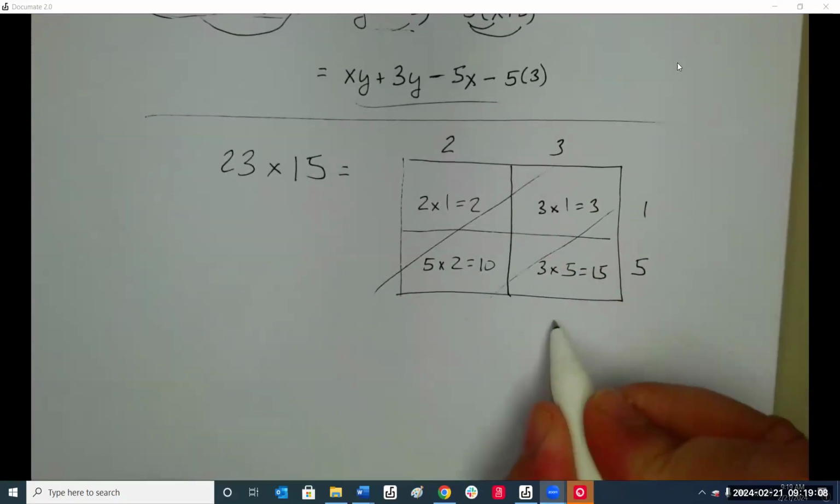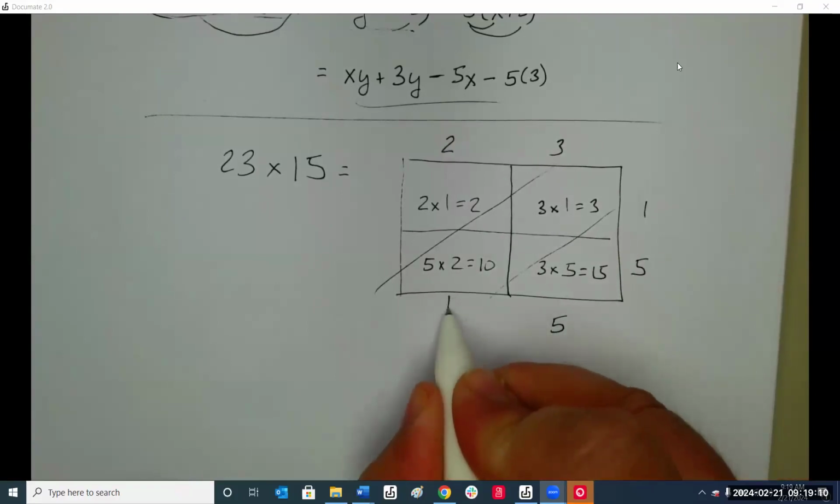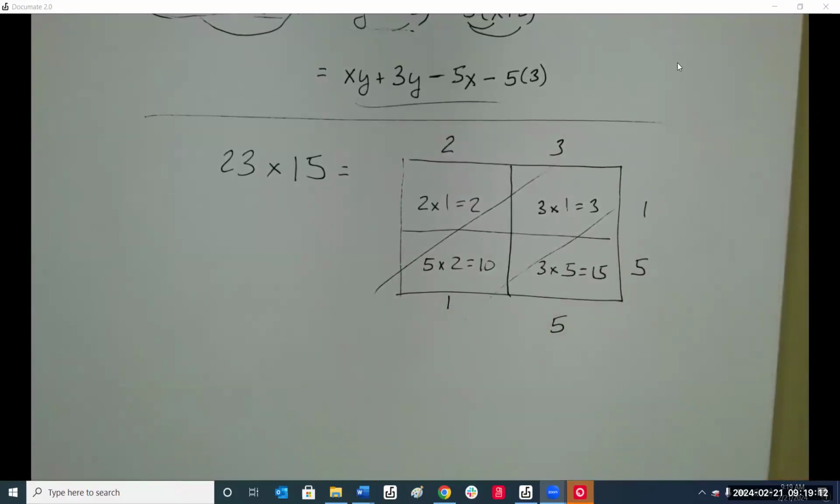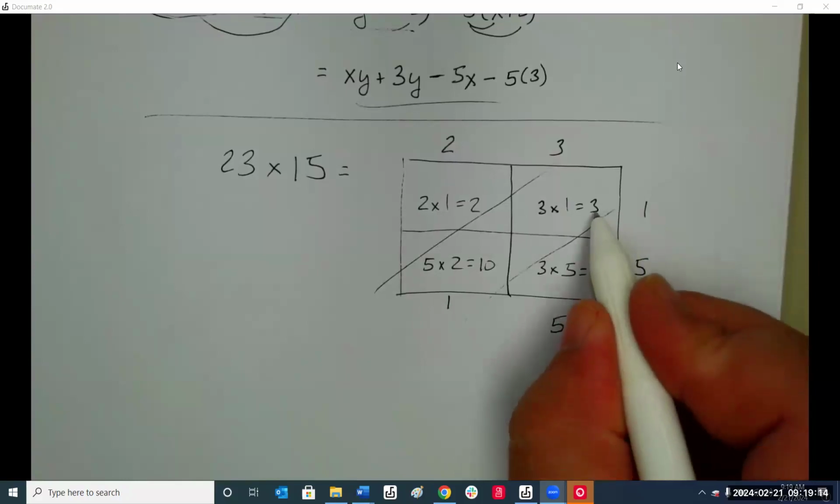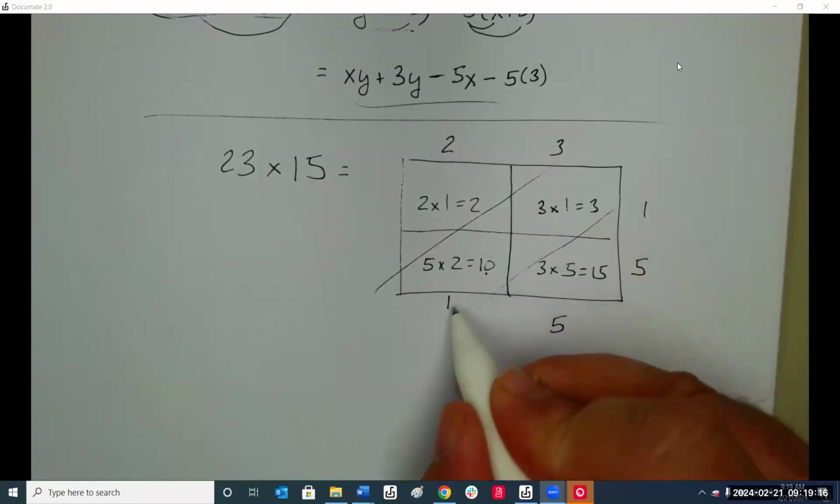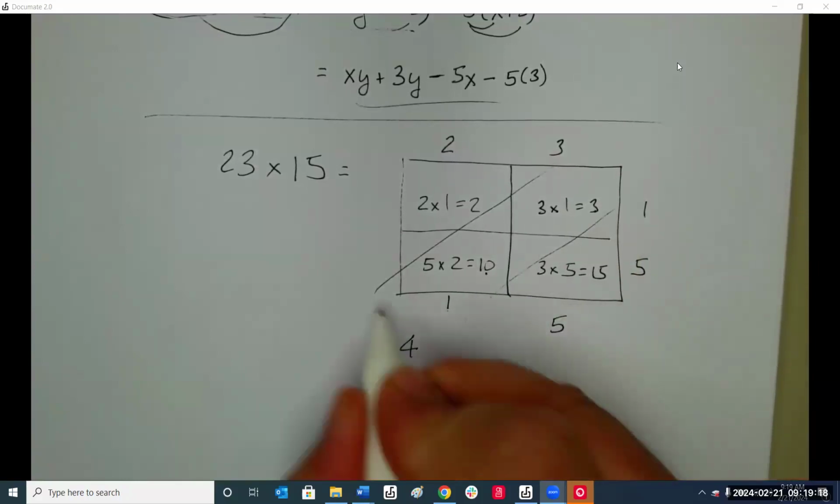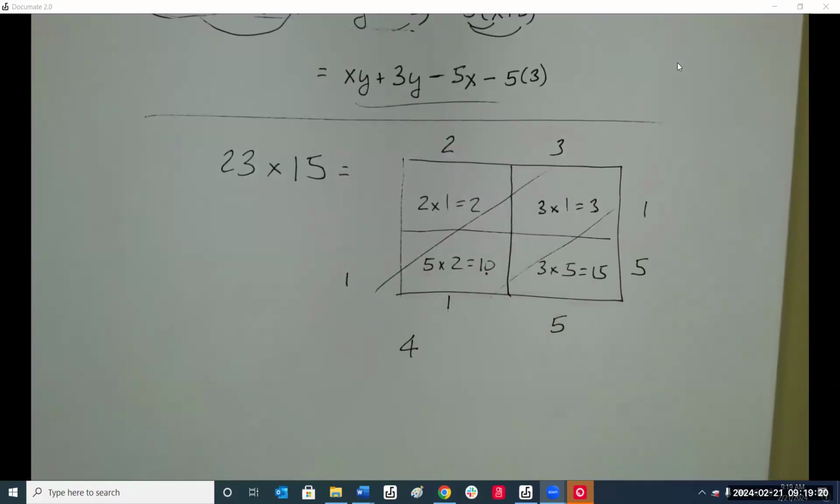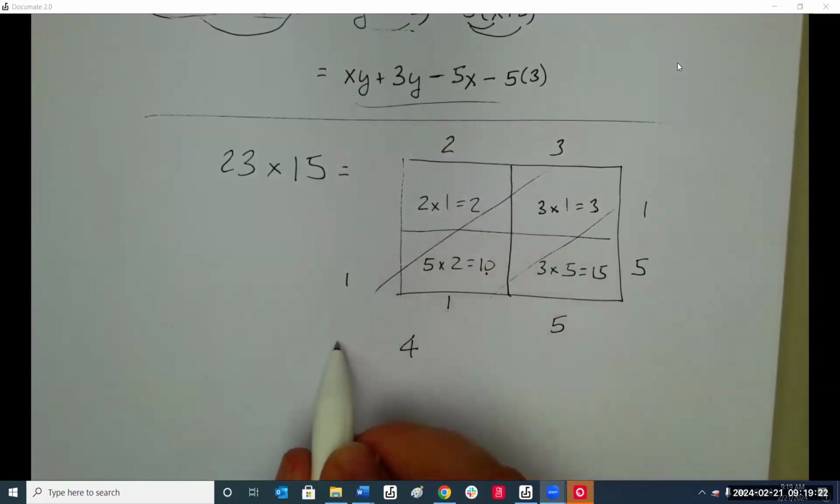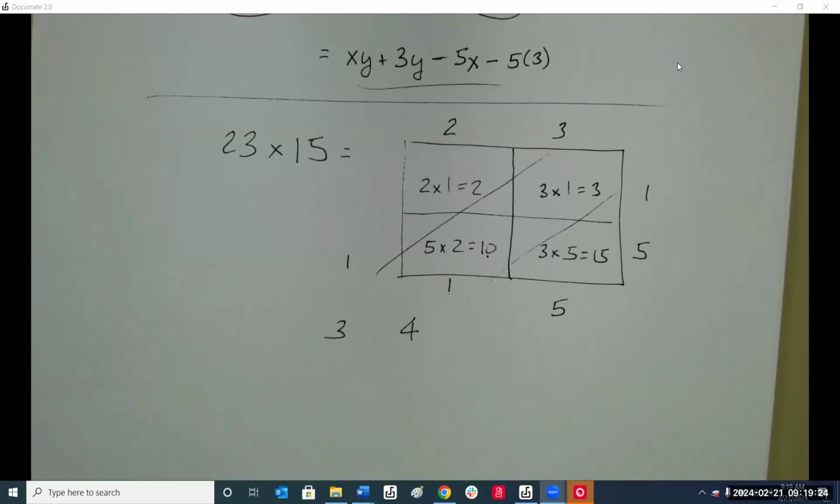So 15 is 5, carry the 1. 3 plus 10 is 13, plus 1 is 14, so it's 4, carry the 1. 2 plus 1 is 3. So the answer is 345.